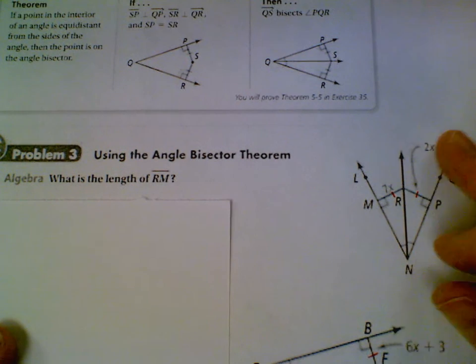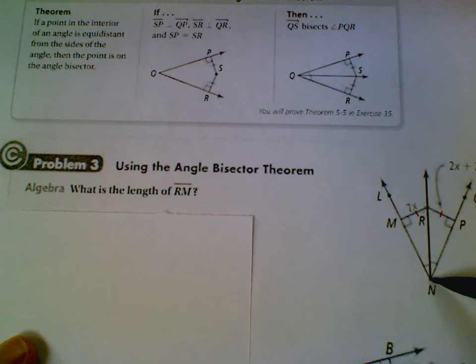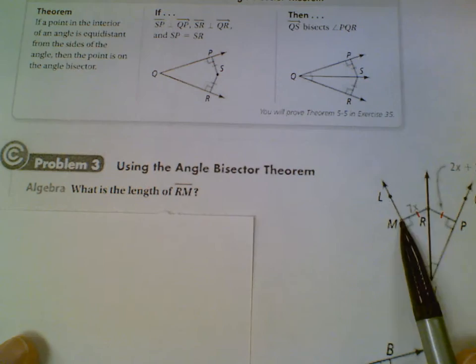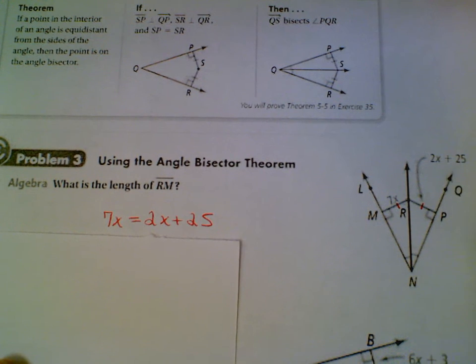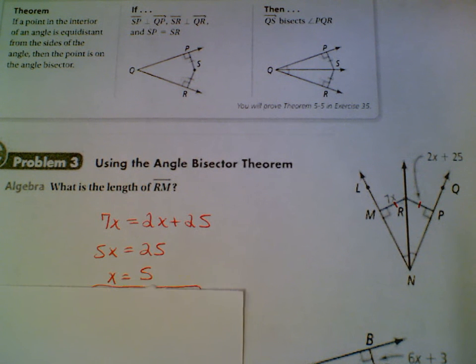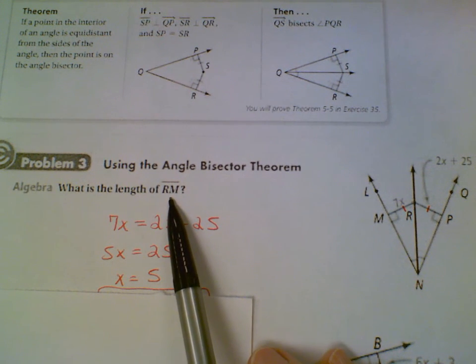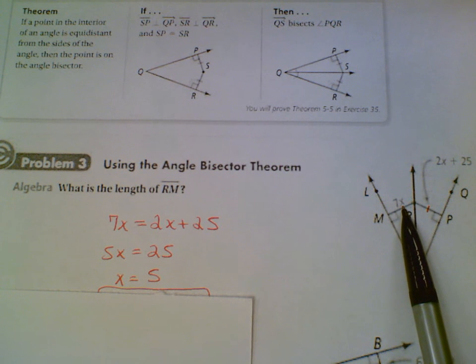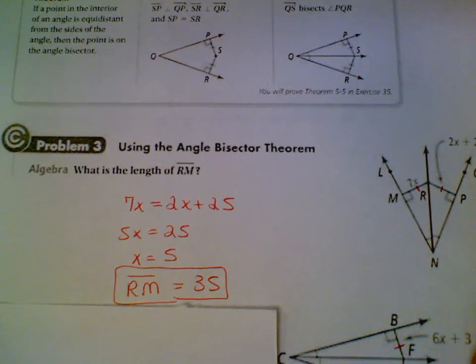Here you have a picture, and it wants me to find the length of RM. R is on the angle bisector. So since R is on the angle bisector, I know that these two line segments are congruent to each other. So I'm going to set up an equation where I do 7x equaling 2x plus 25. I'm going to subtract that 2x over, and then I'm going to divide by 5, so I get x equals 5. Again, it doesn't ask for x, it asks for RM, so I have to plug 5 back into this expression, and I get 35 as my final answer. Pause the video and try the next question.